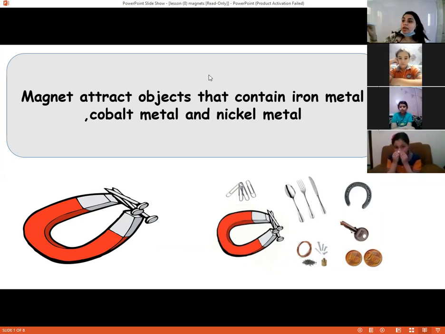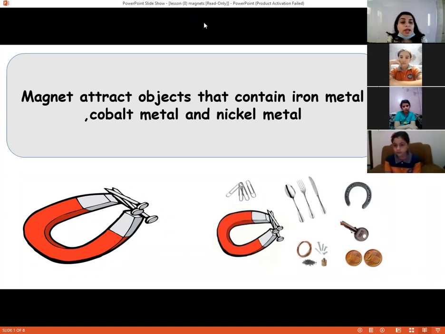Junior 3, stop talking. Let's start. Today we have lesson 8, which is called the magnets. What are the magnets? Look at this picture. This is a magnet. You know the magnet?